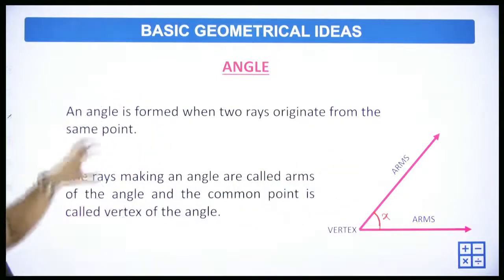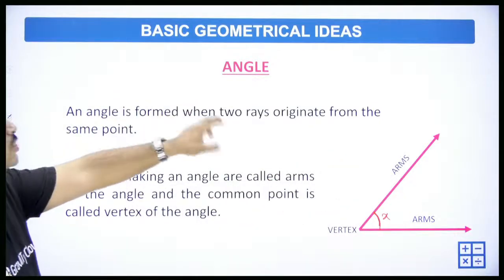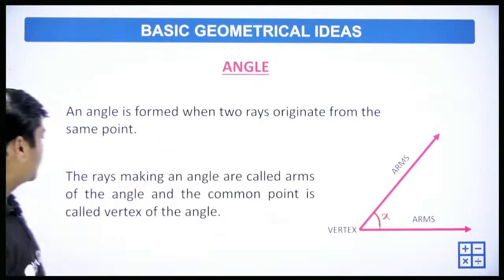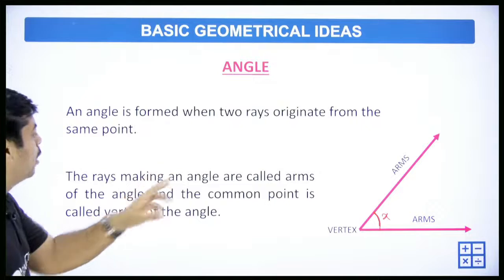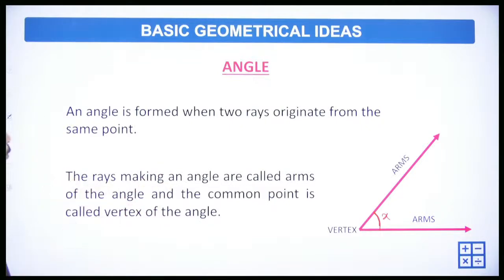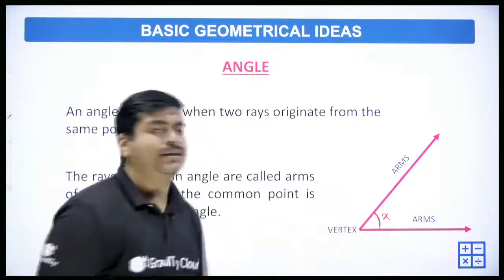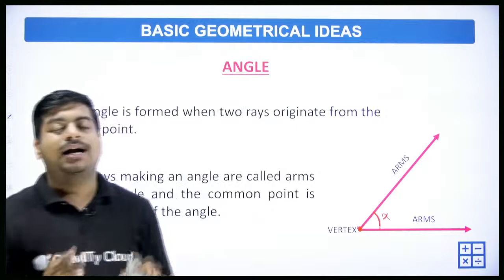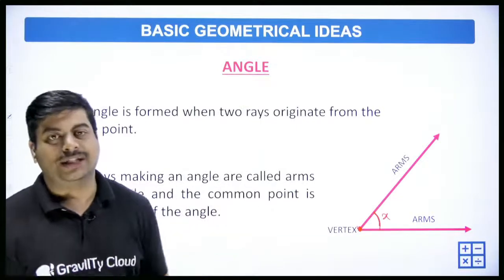You can see here. An angle is formed when two rays originate from the same point. Originate means they start from the same point, right? The rays making an angle are called arms, and the common point is called the vertex of the angle. So here, this point is the vertex, right? From the vertex only, both the rays start their journey, or both the arms start their journey.